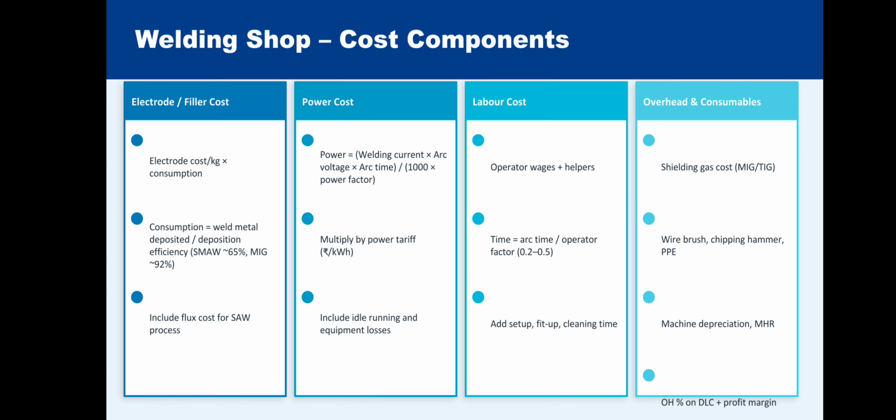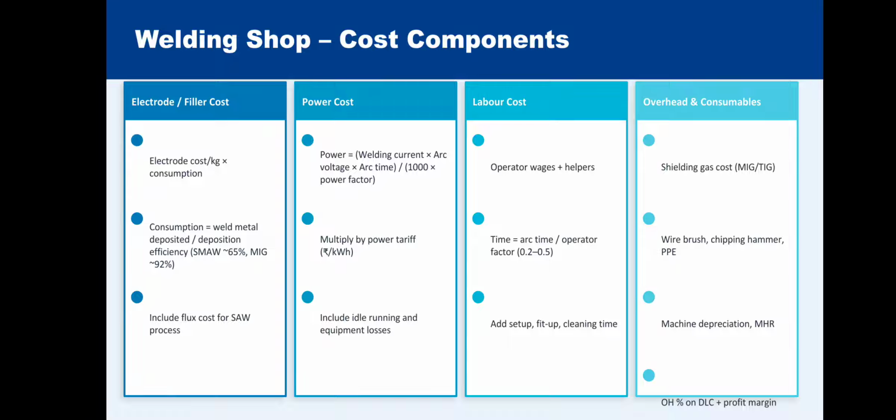Consumption is equal to weld metal deposited divided by deposition efficiency. For SMAW, shielded metal arc welding, also called stick welding, which we previously studied, the efficiency is about 65%, and MIG is approximately 92%. Include flux cost for the SAW process. SAW means submerged arc welding process.